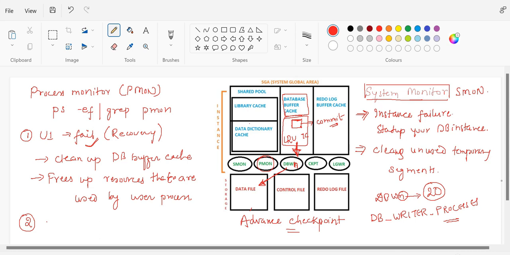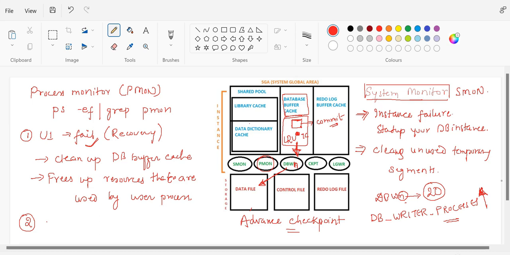So the DBWN process writes the dirty buffers to the disk under the following conditions, and if the condition reaches more than that, suppose more buffers are present in the database buffer cache, you have to increase the number of DBWN processes. So in the following conditions, you should increase the number of database writers. And how to increase it? It is a parameter which is present in the initialization parameter file. You have to increase that parameter, db_writer_processes. With the help of this, you can improve the performance or efficiency of a database.